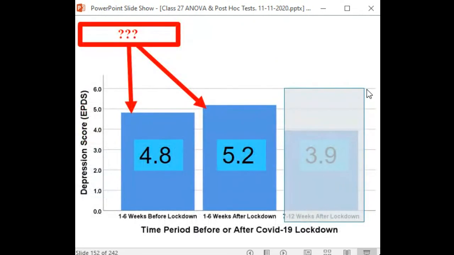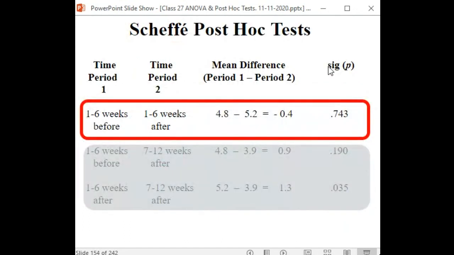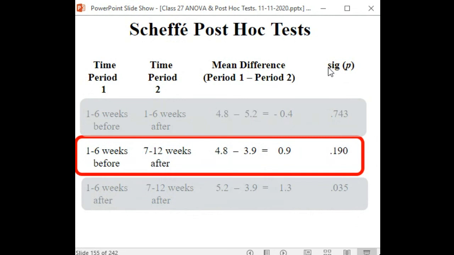So the means of these 2 groups are not significantly different. This tells us that the women's depression levels did not go up significantly between the 6 weeks before the shutdown and the 6 weeks after the shutdown. There was not a significant change. Okay, so now we've finished with row 1. Let's go on to row 2.